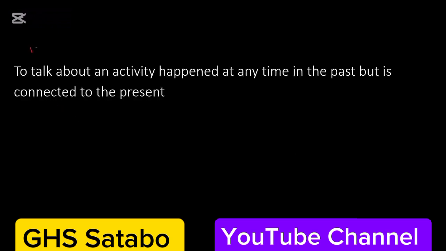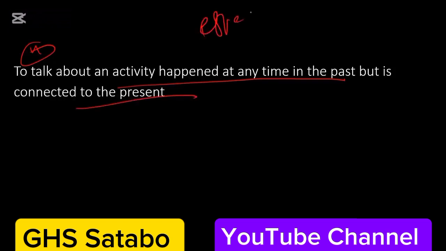Also, situation number 4 where you can use present perfect tense would be when you want to talk about an activity that happened anytime in the past, but it is clearly connected to your present. I know this sounds a little bit similar to what we discussed in the last slide, but it has a little more difference here. The difference is it is connected to the present tense. That means it will have its effect on the present.